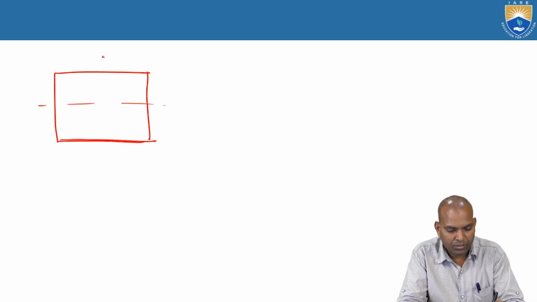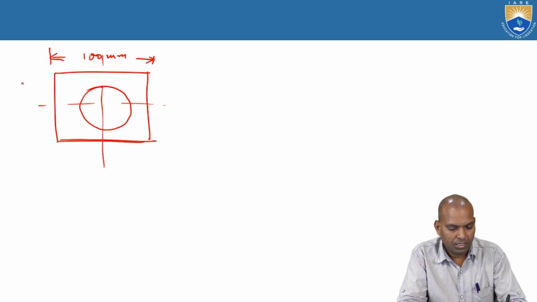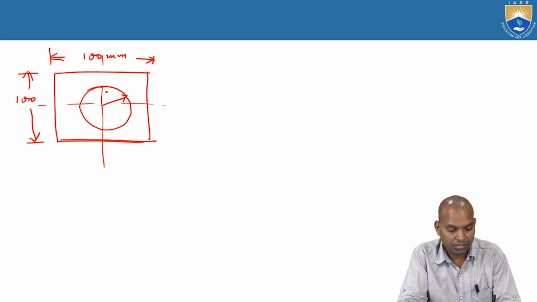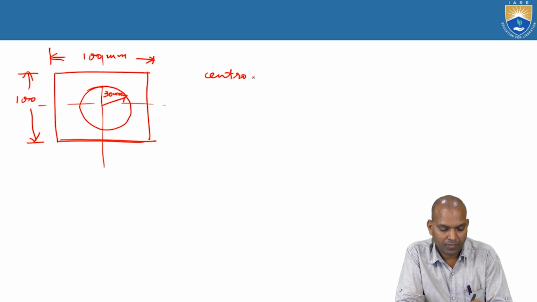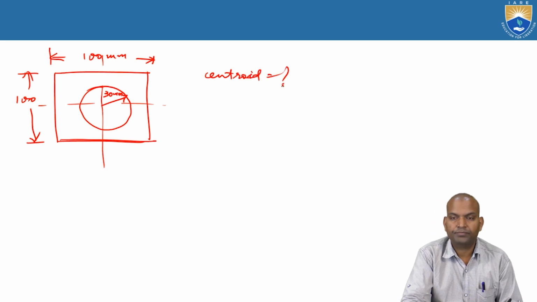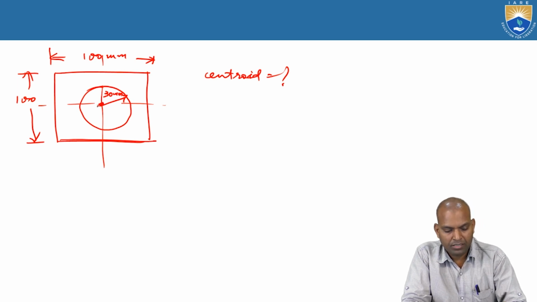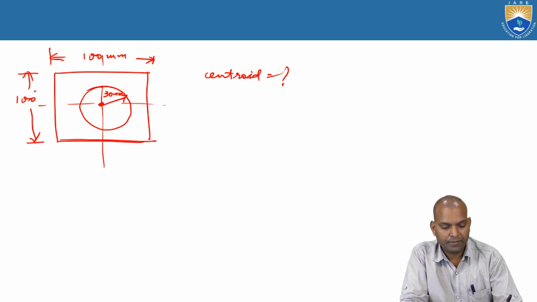It is symmetrical about both x and y. A hollow is there. The size of this is 100 millimeters, and here it is another 100 millimeters for a square section. The radius is 30 millimeters. Find out the centroid of this section. It is symmetrical about both. You find out and tell me. The center of the circle is passing through the centroid of this square.